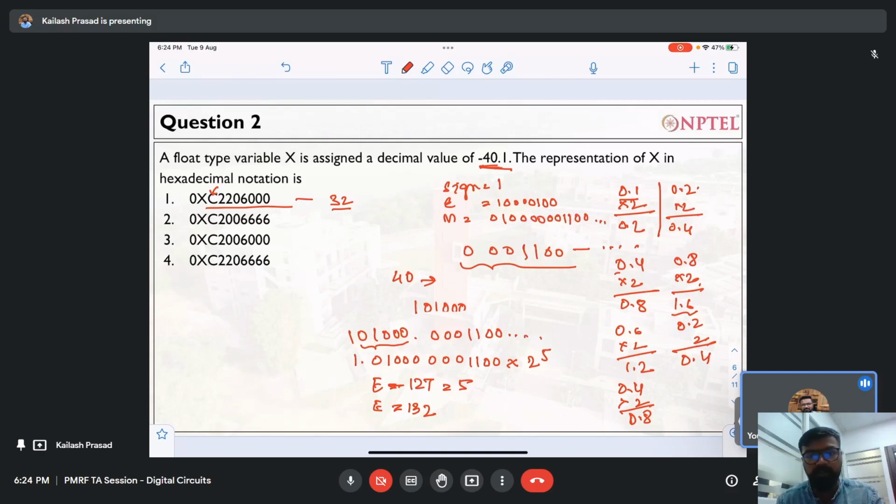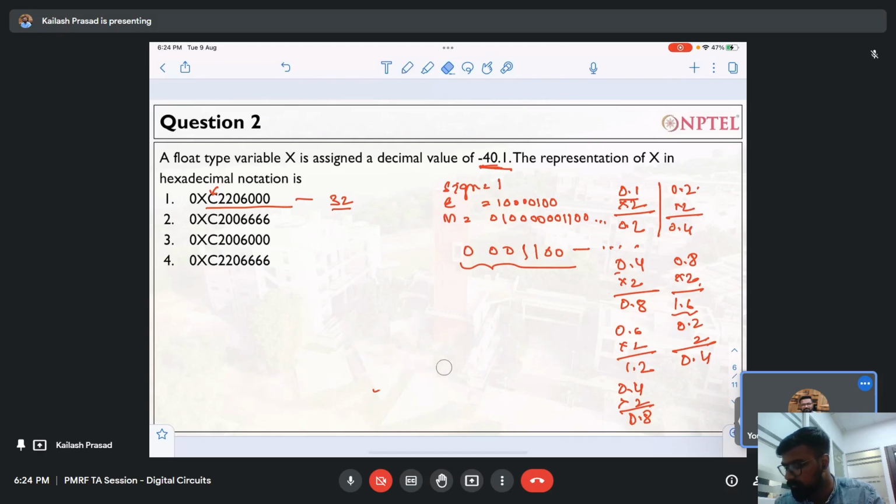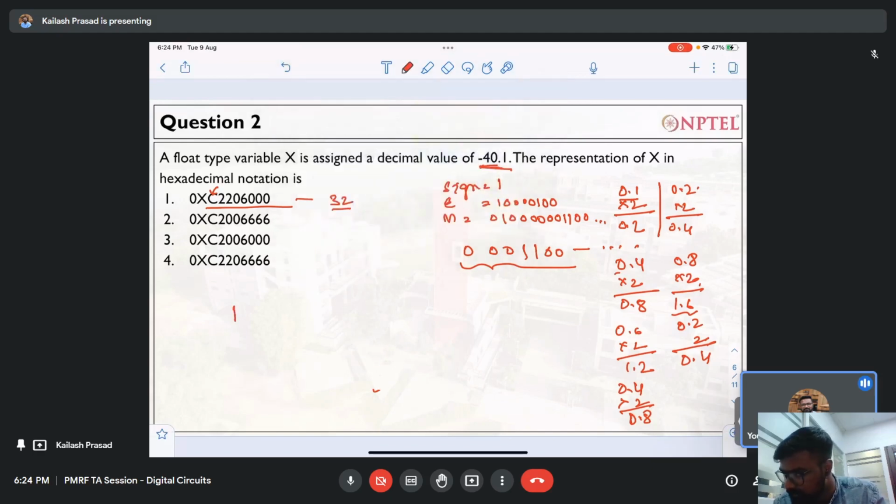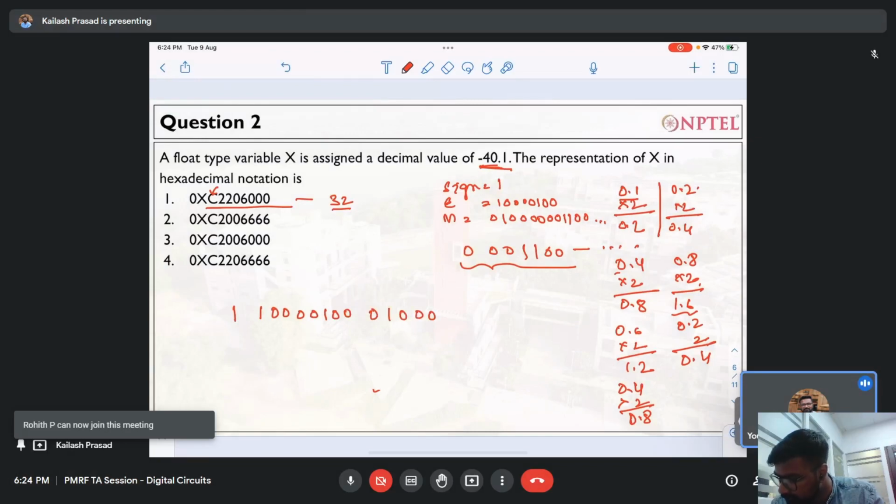Then I will convert this into hexadecimal. If there is any doubt, please ask. I believe there are no doubts, so I am proceeding ahead. Okay, so I will write this number 1, that's my sign. 1 is my sign, followed by the exponent 10000, then 1, then again 2 zeros. Then followed by my mantissa pattern 0 1 1 2 3 4 5 6 1 1 0 0, right?